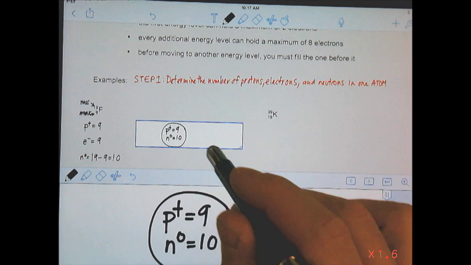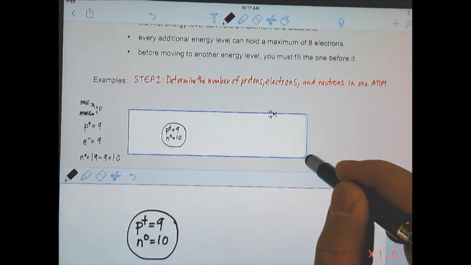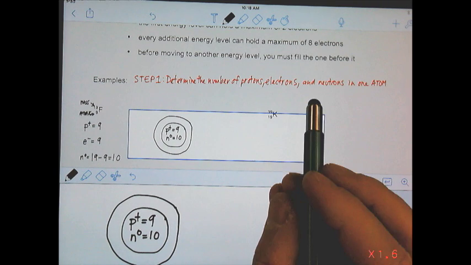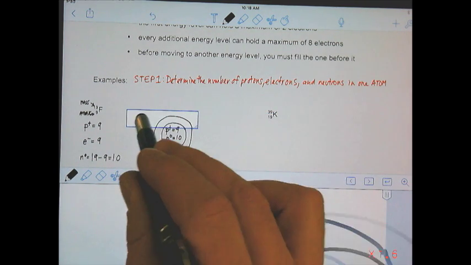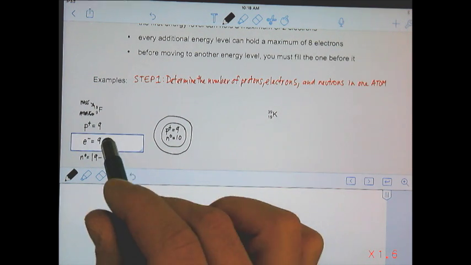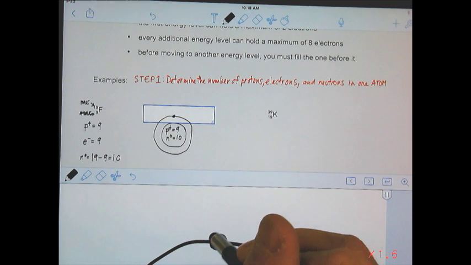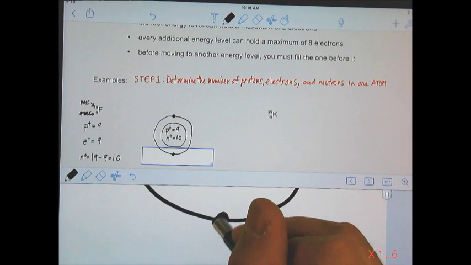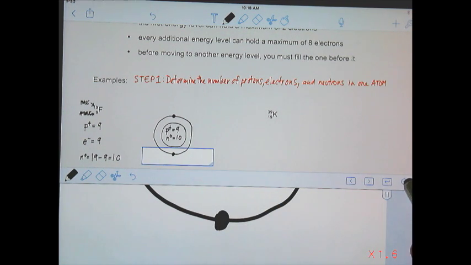We learned that the electrons in an atom are located in orbitals around the nucleus. So we'll draw the first orbital. We have to place 9 electrons in various orbitals around the nucleus. Now the first energy level can contain a maximum of 2 electrons. We place one at the top and one at the bottom.